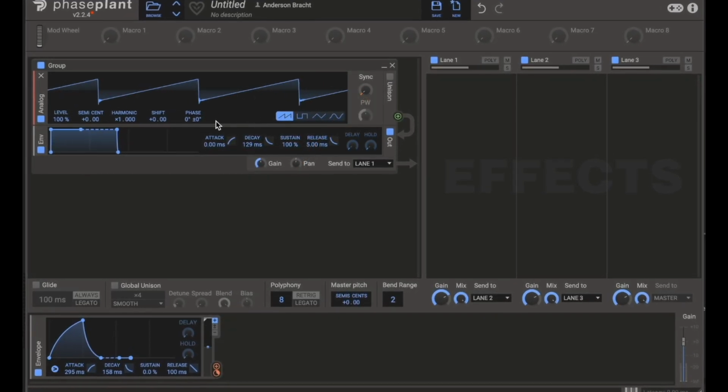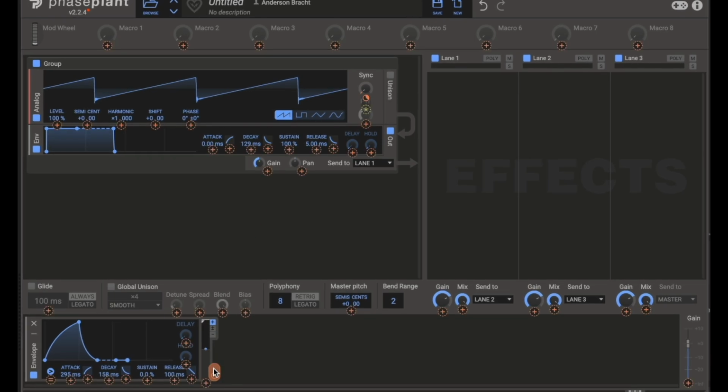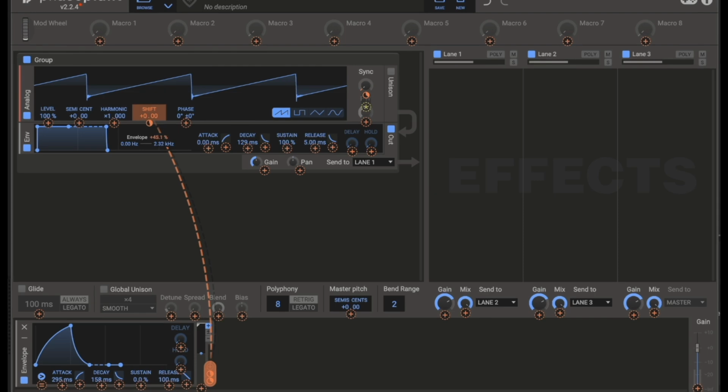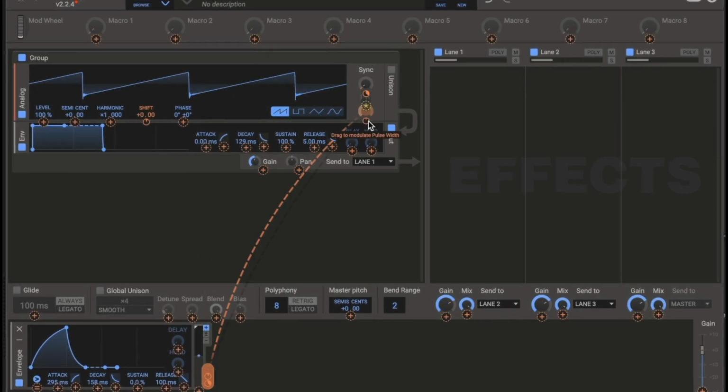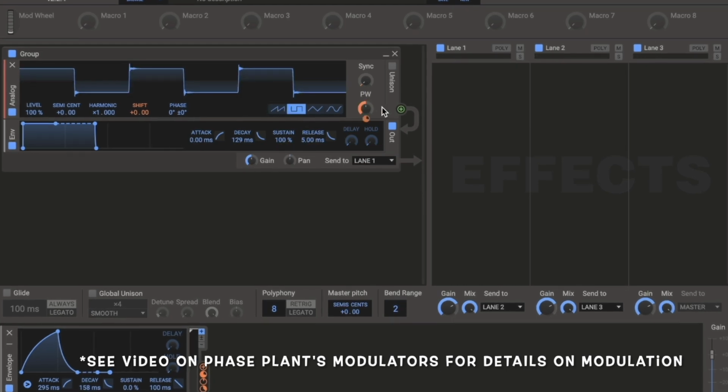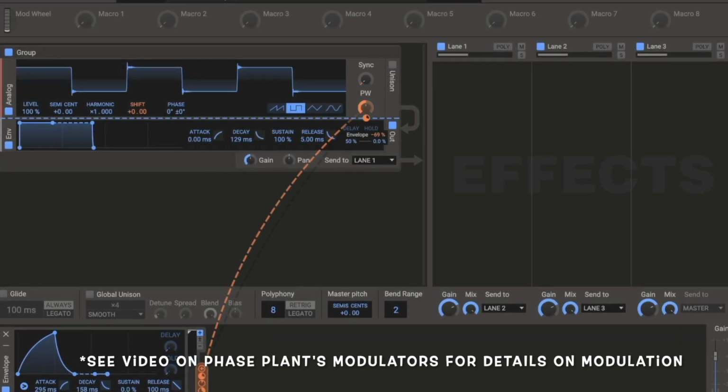For example, the tuning controls and pulse width. This idea is just a microcosm for all the ways and parts of this synthesizer that can control and shape sound, and the ways those parts can be controlled and shaped with modulation. For more on modulation, see later videos.